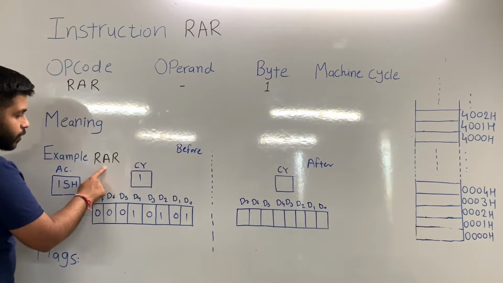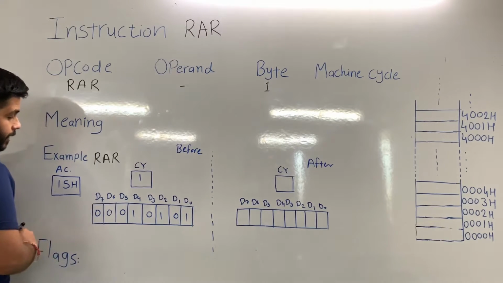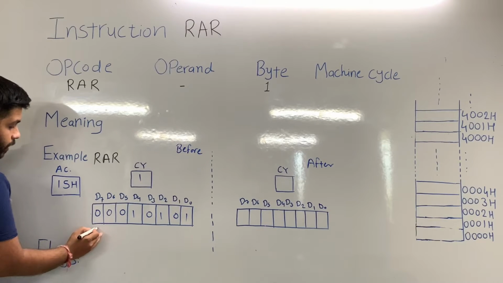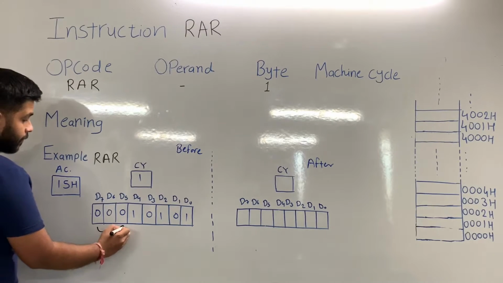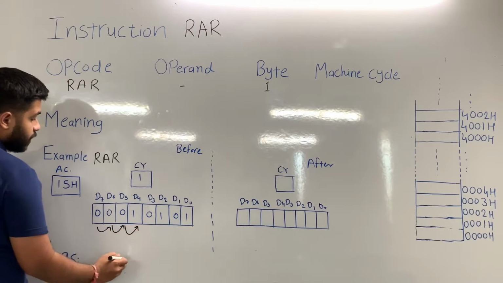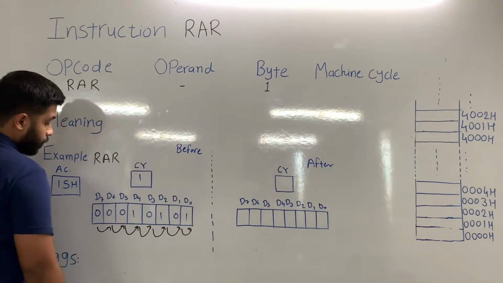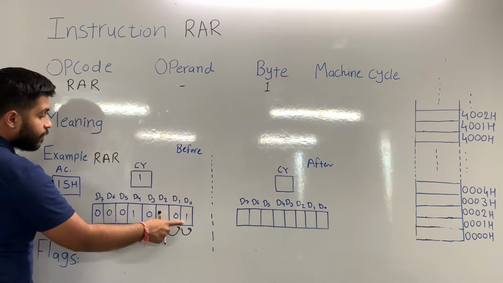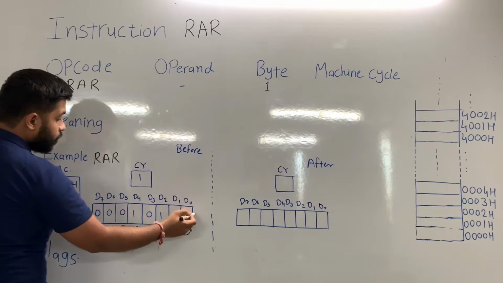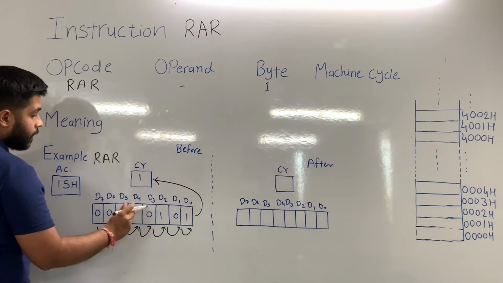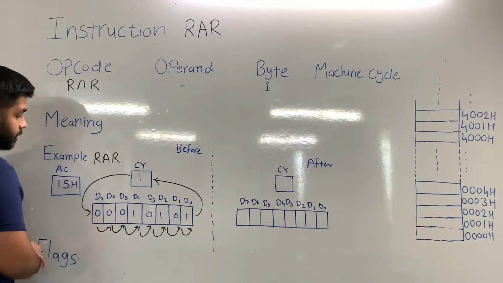When this instruction is executed, all the bits in the accumulator will be shifted towards right side. So the content of D7 will be shifted to D6. The content of D6 will be shifted to D5. Then content of D5 will be shifted to D4, D3, D2, D1 and D0. What will happen to the content of D0? The bit which is present in the D0 will be shifted to the carry, and whatever content is present in the carry will be shifted to D7.